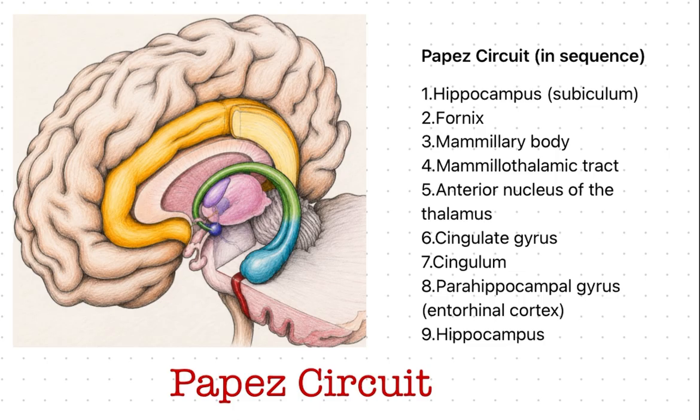It is a major limbic interface between memory, attention, motivation, and emotional behavior. From the cingulate gyrus, fibers pass through the cingulum bundle towards the parahippocampal gyrus region into the entorhinal cortex. The entorhinal cortex then projects back into the hippocampus, completing the circuit.